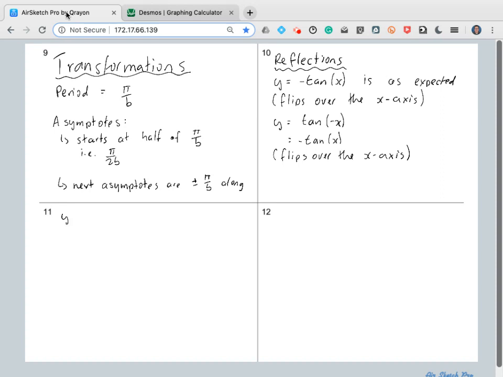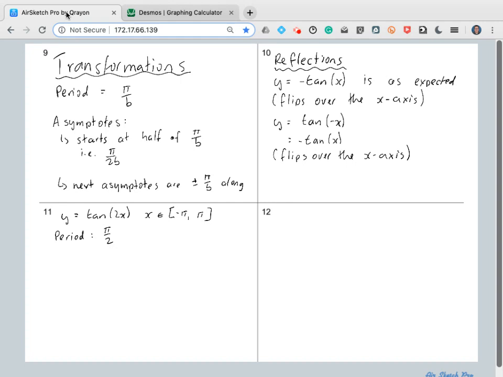We've got y is equal to tan of 2x, and the domain for x is from negative pi to pi. So we're graphing from negative pi to pi. In order to do this one, first of all, we identify the period. So the period is pi on 2, so pi over b.